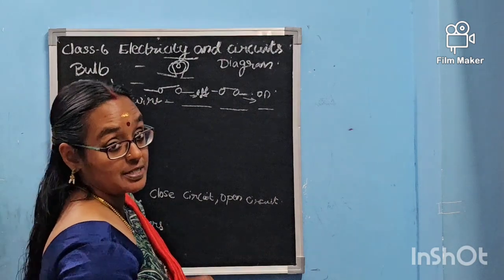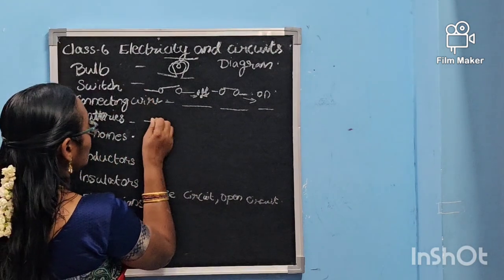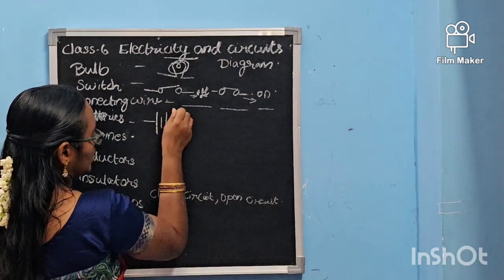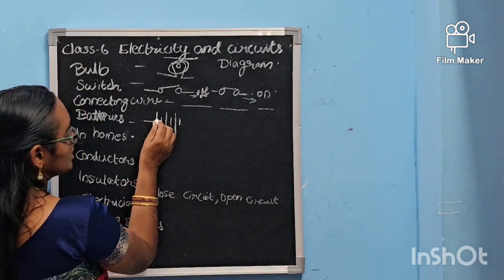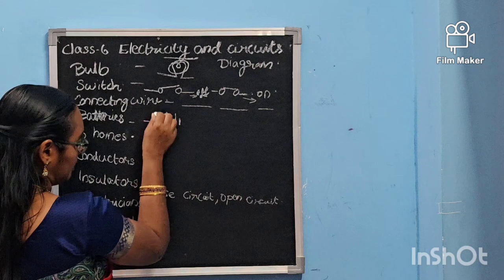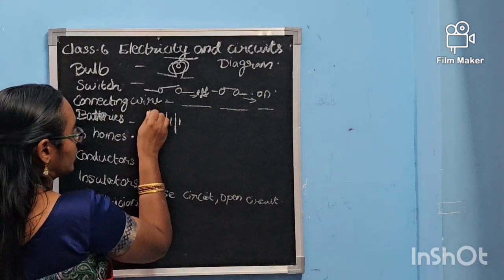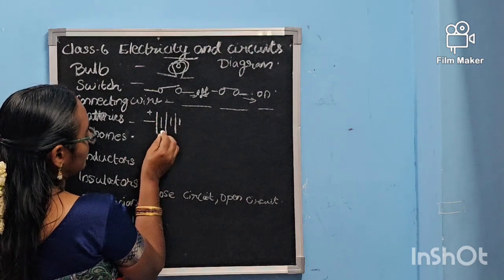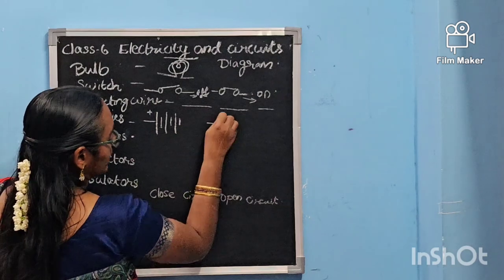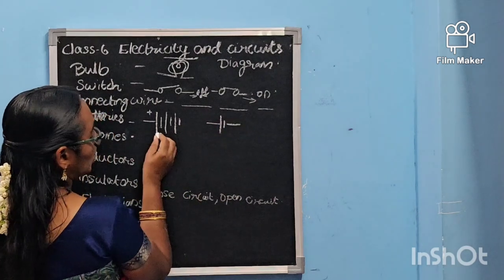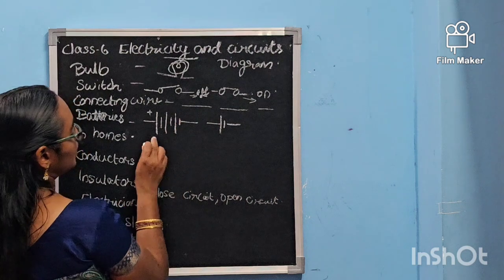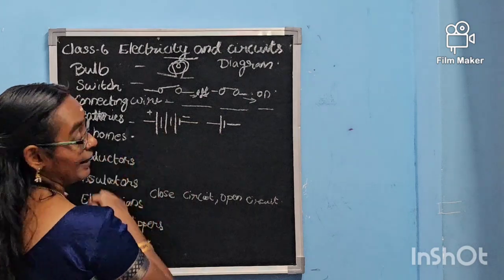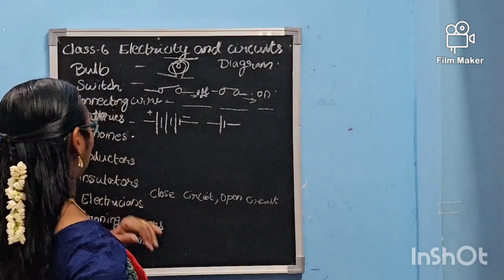Okay, then batteries. Batteries, as I told you, many cells together are called a battery. This is the way to represent them. This big bar represents the positive terminal and the small bar represents the negative terminal. This belongs to one cell. A single cell is represented in this manner. So how many cells are there, you tell me? 1, 2, 3. 3 cells are there to form a battery over here. Okay, like that it will be.